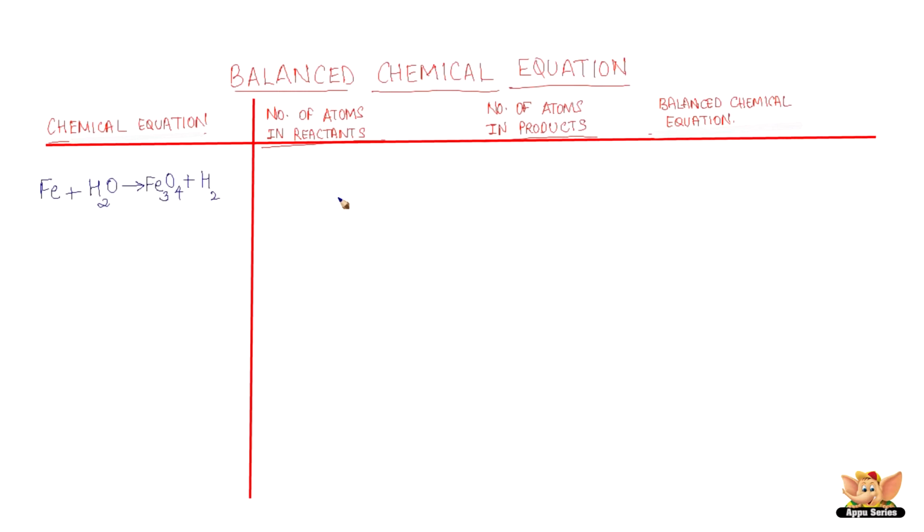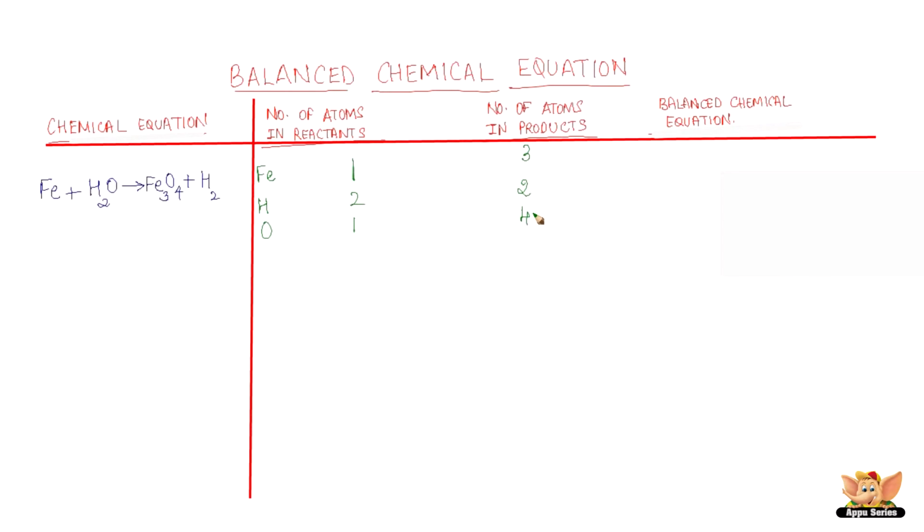balanced chemical equation. On the reactant side, iron 1 atom, hydrogen 2 atoms, and oxygen 1 atom. On the product side, we have iron 3 atoms, hydrogen 2 atoms, and oxygen 4 atoms. Clearly, this needs to be balanced.